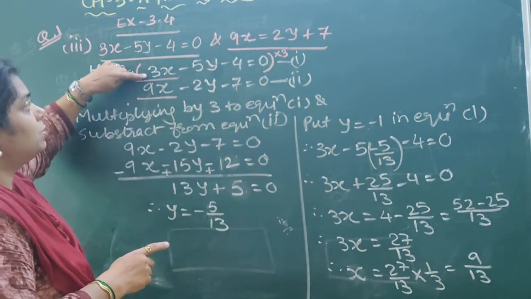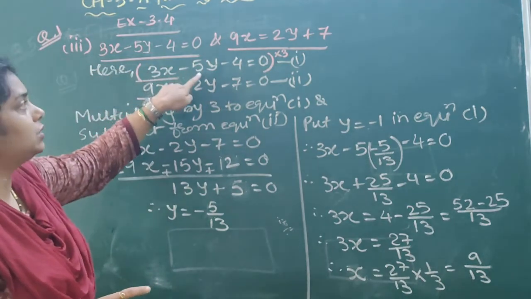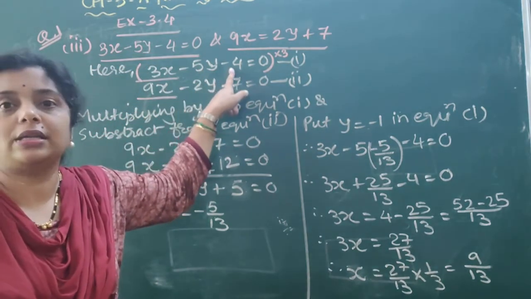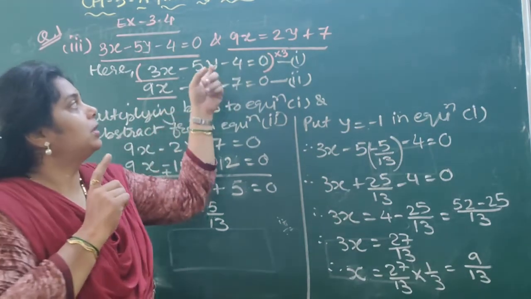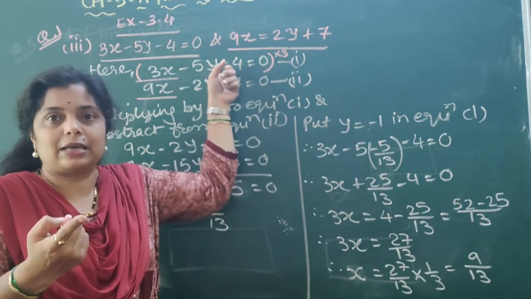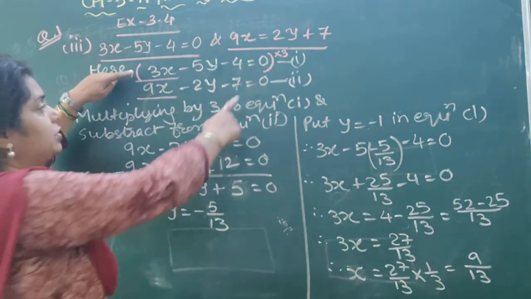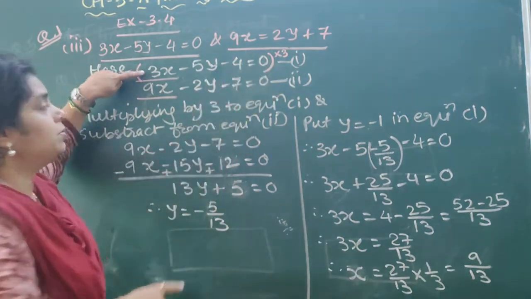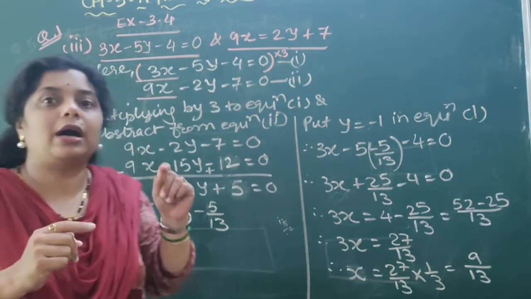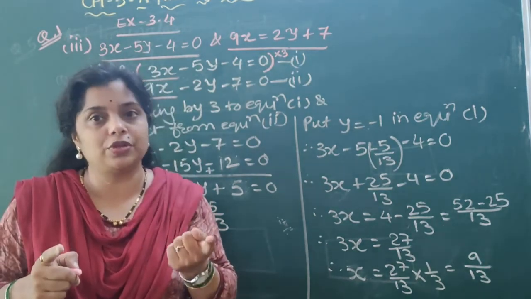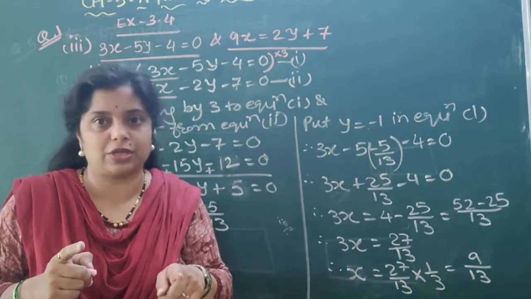Okay, now what will be the equation now? It will be 9x minus 15y minus 12 is equal to 0. Now after doing this, what will be the next step? As you see, both the coefficients, after multiplying with 3, it will be 9x. In the other equation it is also 9x, so both are positive. So we have to do a subtraction.